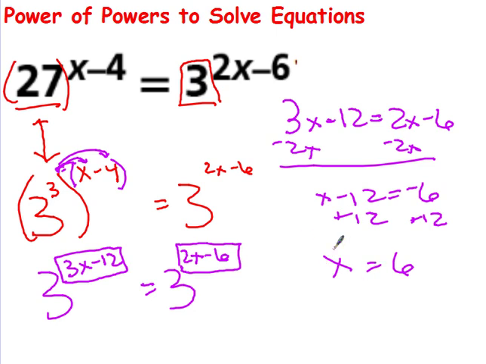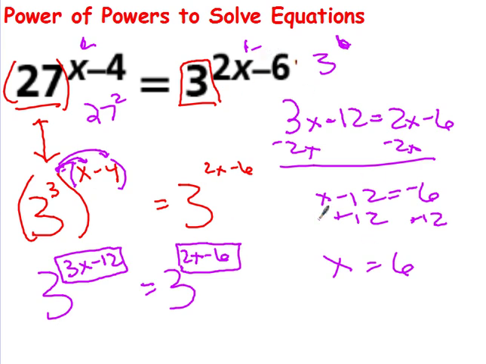So if I were to take x, plug it in for positive 6 in both of my x values here and here, I should have the left side and the right side be equal to each other. 6 minus 4, that would give me 27 squared. This would be 12 minus 6, that would be 3 to the 6th power. And those should be equivalent to each other if I checked them in a calculator real quick.